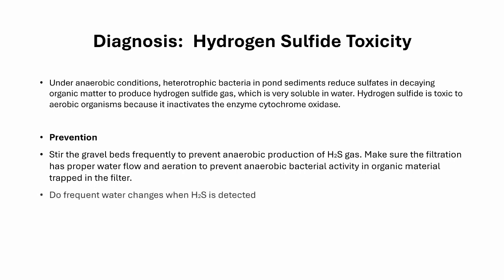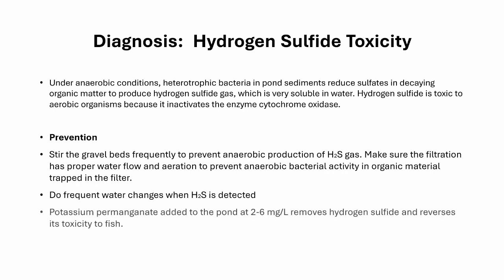And if you do notice this rotten egg odor, you need to make sure you do water changes to dilute the hydrogen sulfide that's dissolved in the water before it will affect your fish. You can also add potassium permanganate to the water at 2 to 6 milligrams per liter, which will reduce the hydrogen sulfide and prevent it from becoming toxic to the fish.